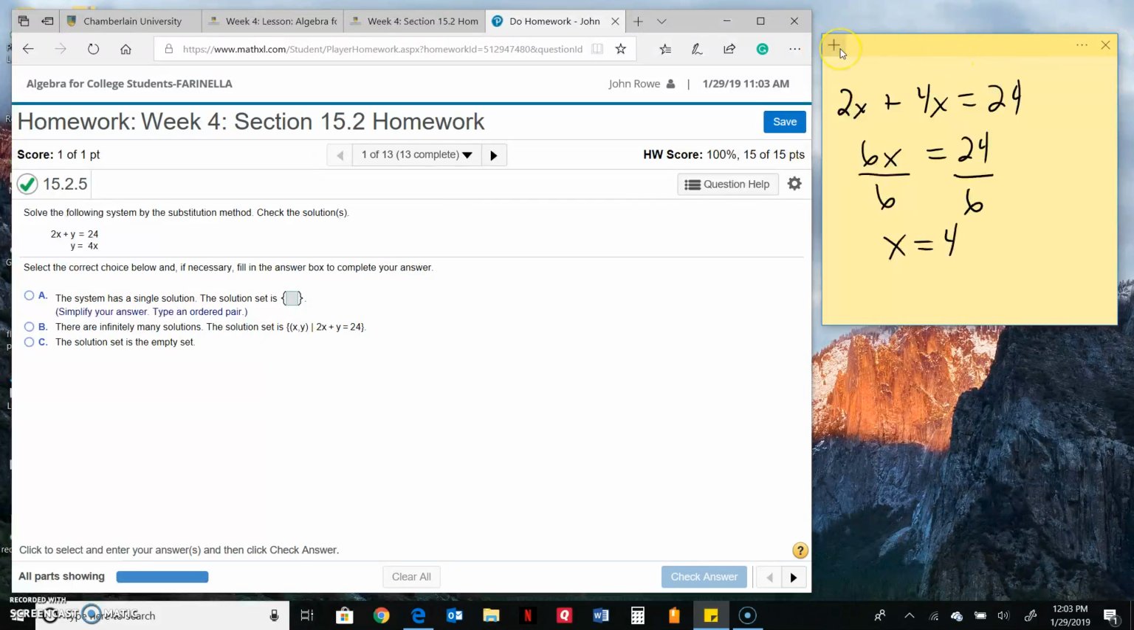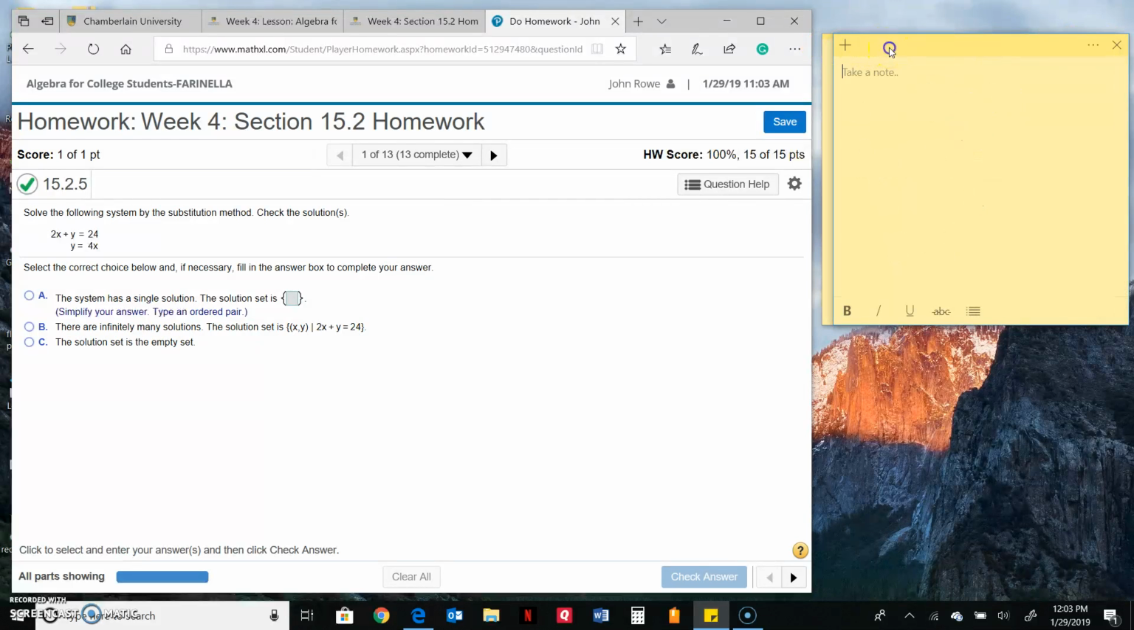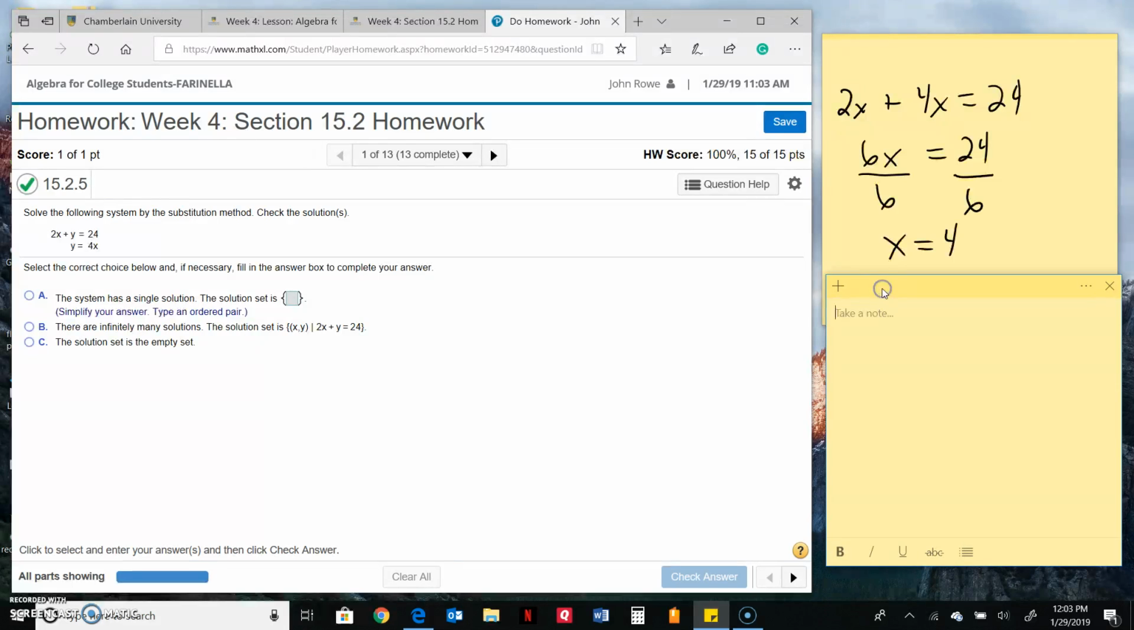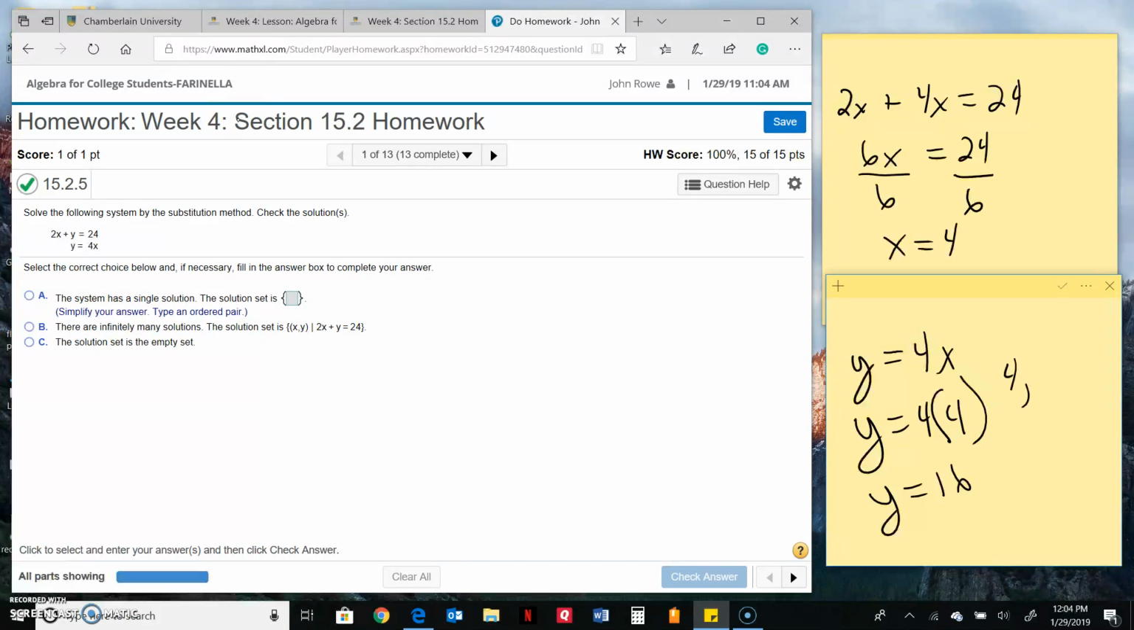And what we can do to solve for y is, where we've got our equation over here, y equals 4x, we can plug in x there. y equals 4x, y equals 4 times 4. y is going to equal 16. So our solution set is going to be (4, 16).